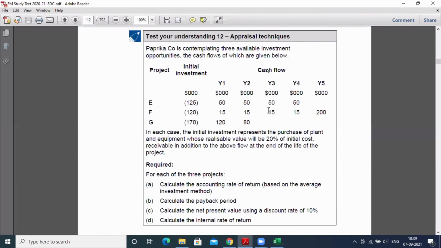Okay, so here in calculating the payback period of G, we are not getting the same answer as the answer key. Let me see this. In this case, the initial investment represents the purchase of plant and equipment whose realizable value will be 20% of the initial cost, received in addition to the above flow. I hope you got the same answer for E and F. Yes, sir, E and F we got the same answer. G we didn't.